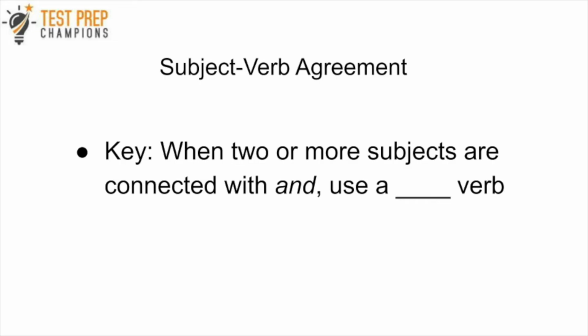Try to fill in the blank here. When two or more subjects are connected with and, use a blank verb. Hopefully you remember from just a couple seconds ago that when two or more subjects are connected with and, you want to use a plural verb.